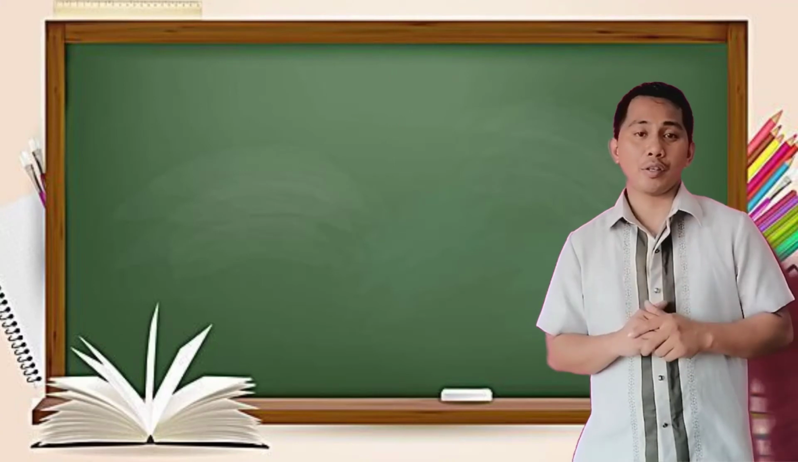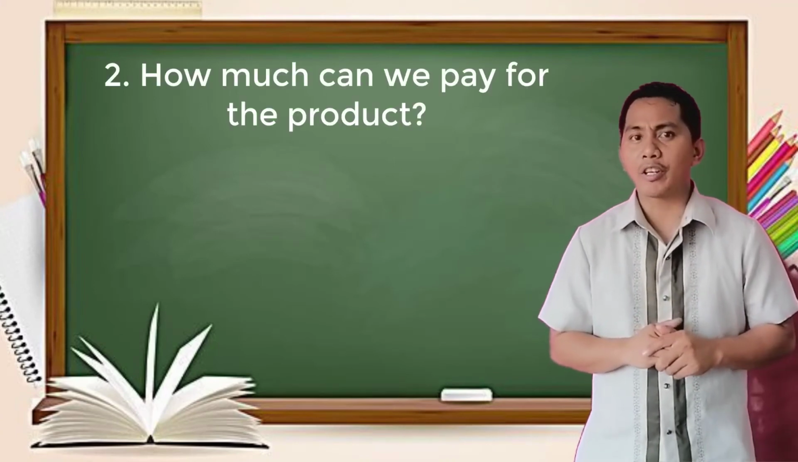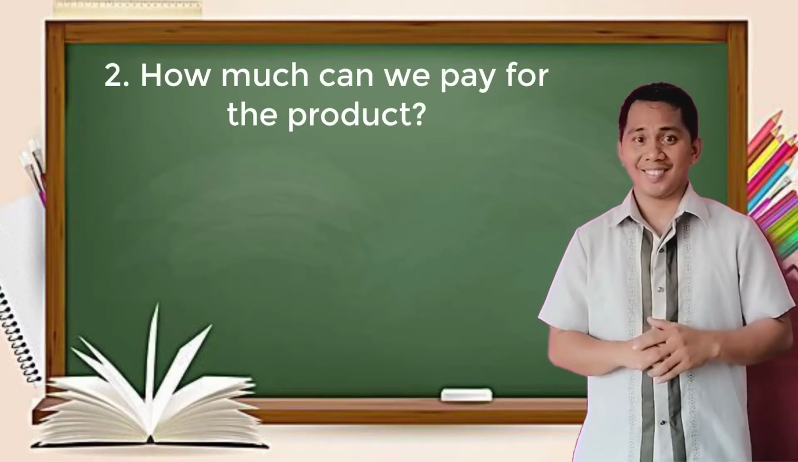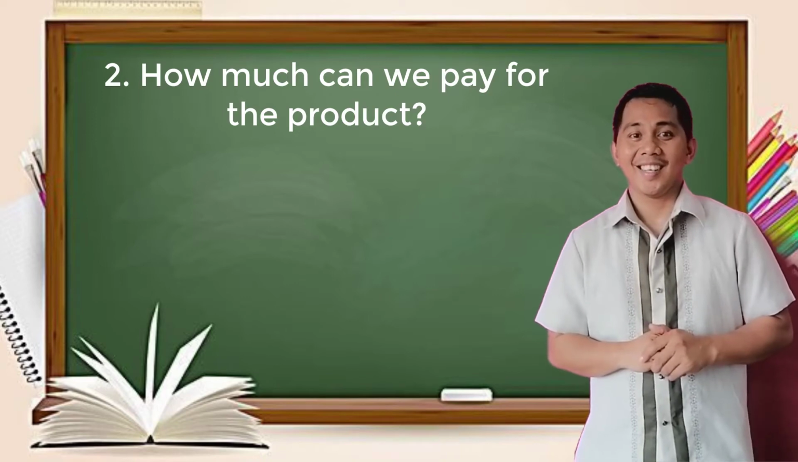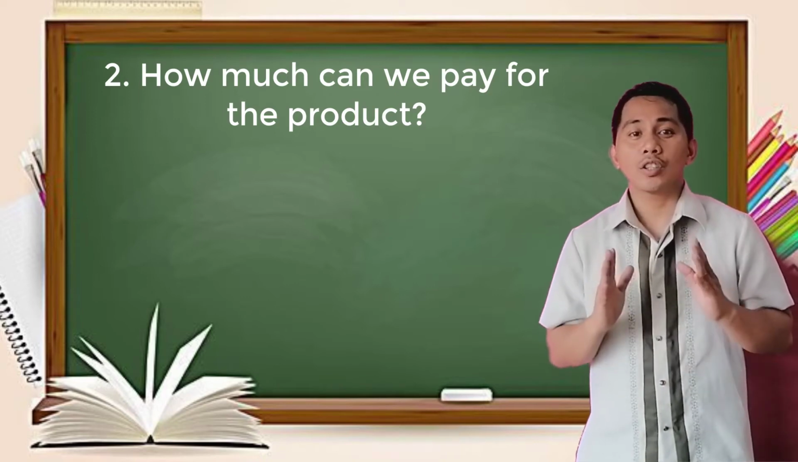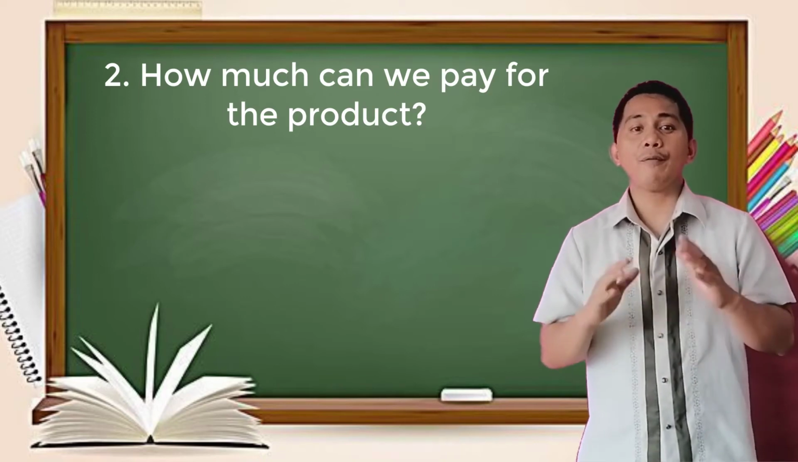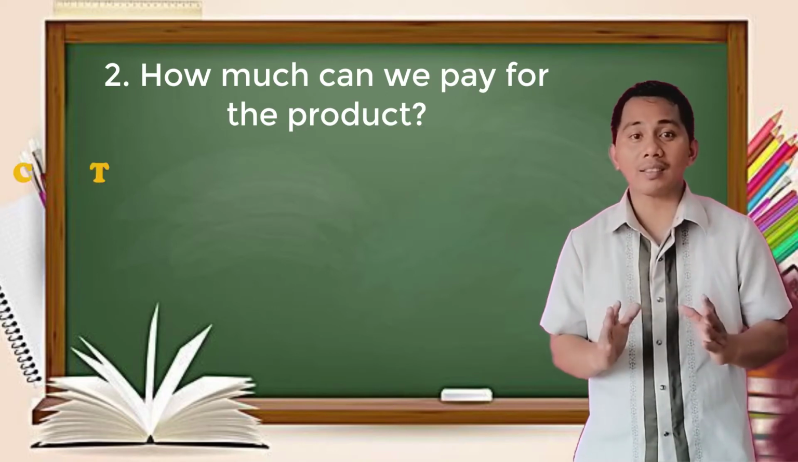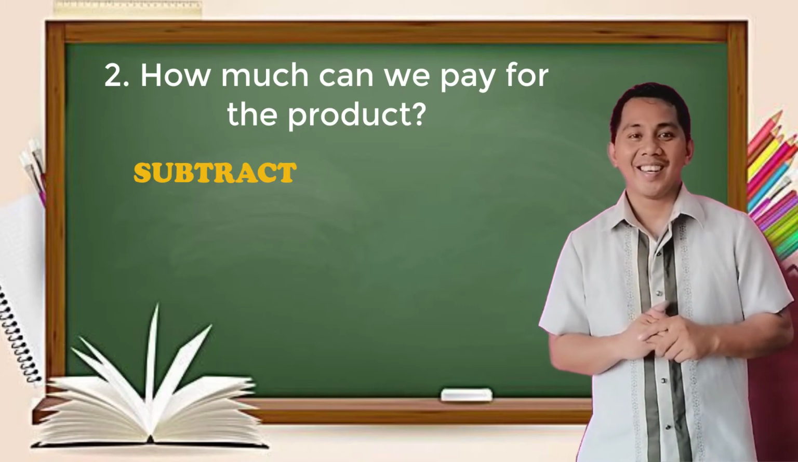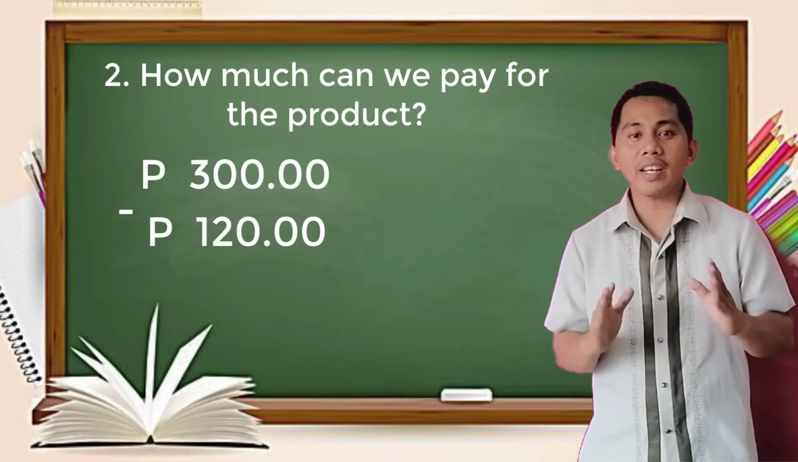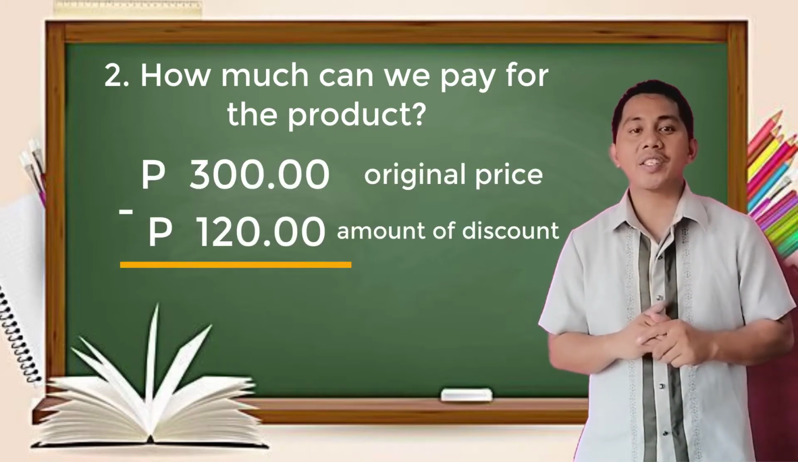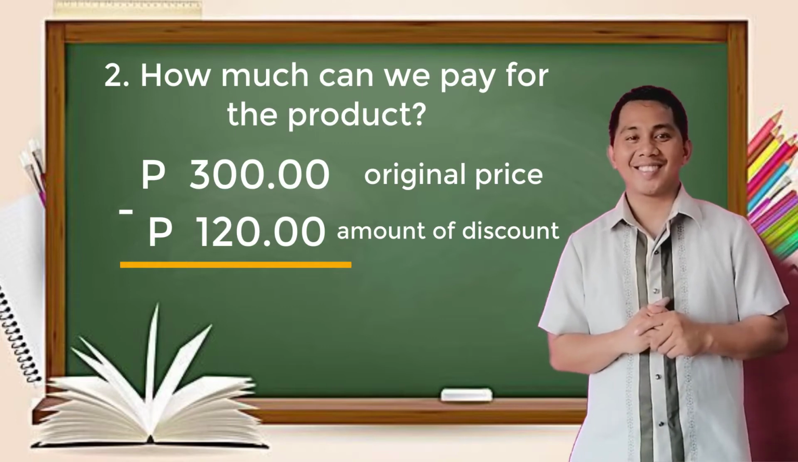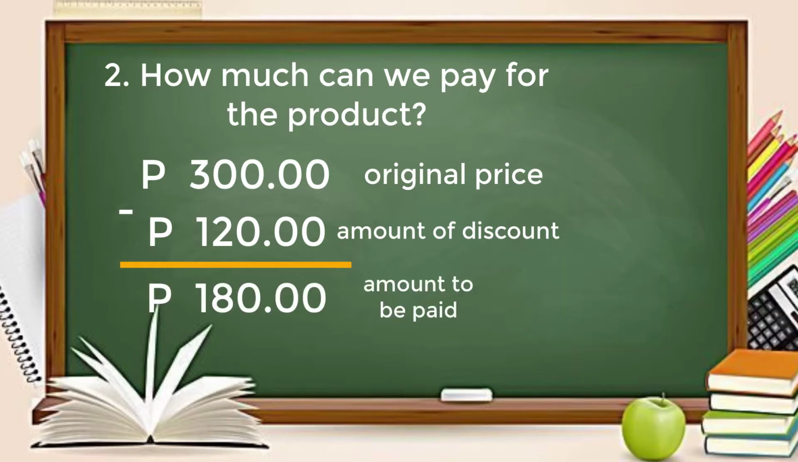For the second question, how much are we going to pay for this product? The price tag says 300 pesos with a 40% discount. So we just have to subtract the numbers. 300 minus 120 pesos, which is the amount of discount. So we need to pay just 180 pesos.